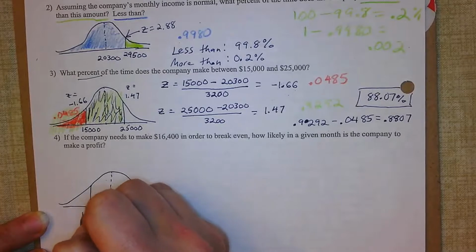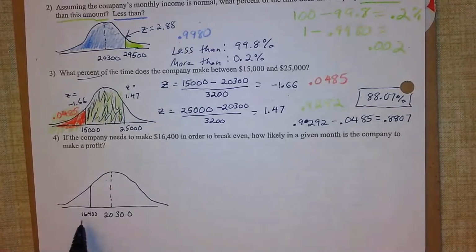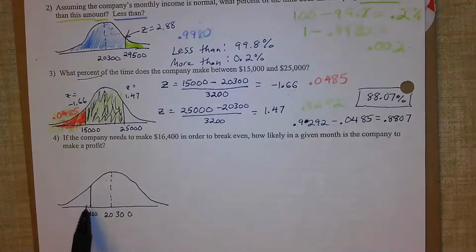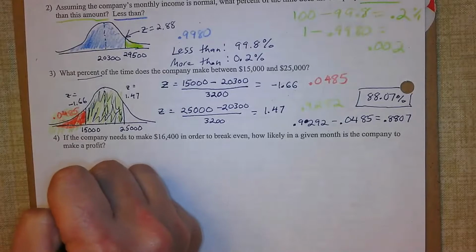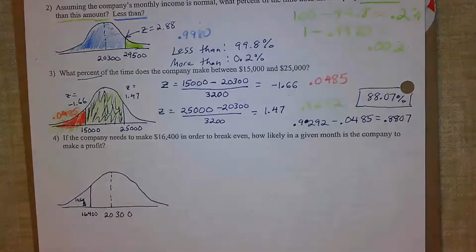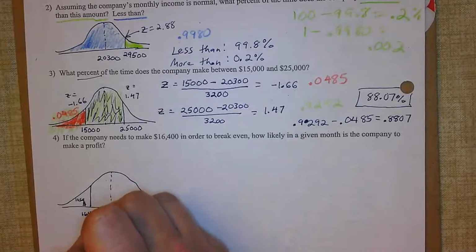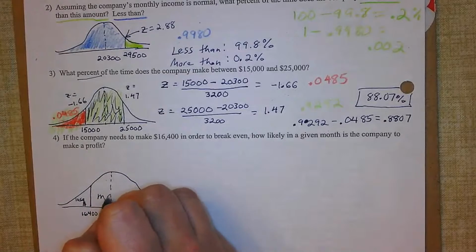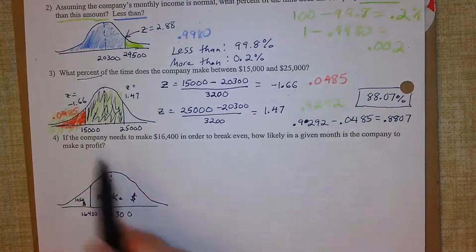So let's take a second and talk. What does it mean to break even? It means that if I make $16,400, I don't lose money and I don't earn money. So where are the losers and where are the winners? The losing scenario is if I'm over here. If I'm in this, I'm going to lose money. Okay? Because I've made less than my break-even point. But if I make more than 16,400, I'm going to make money. Right? And that's what I'm looking for because I'm looking to make a profit.